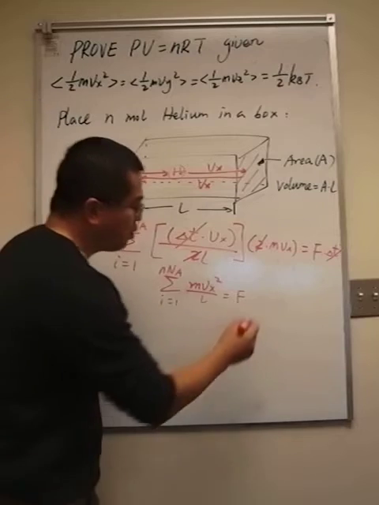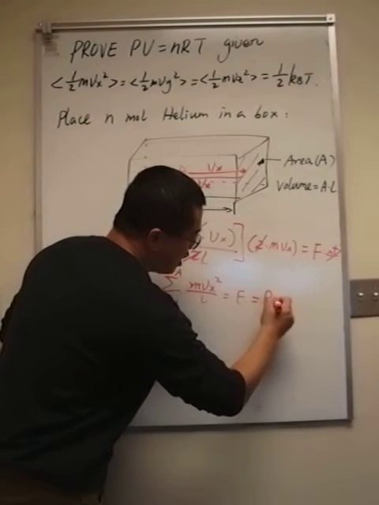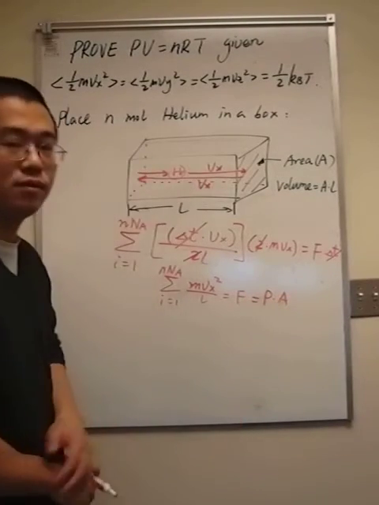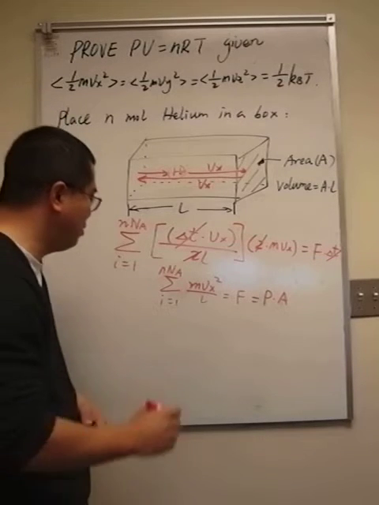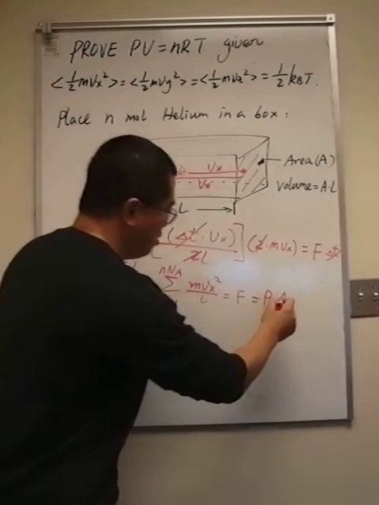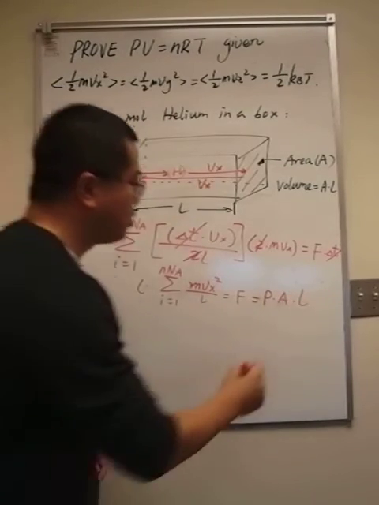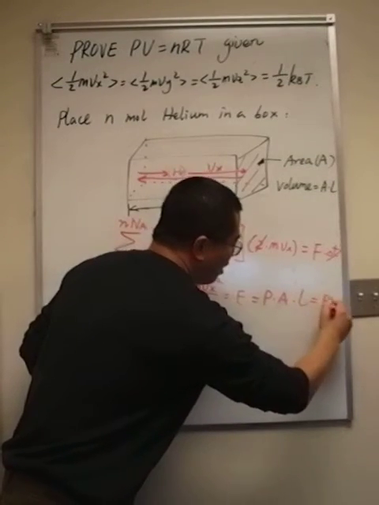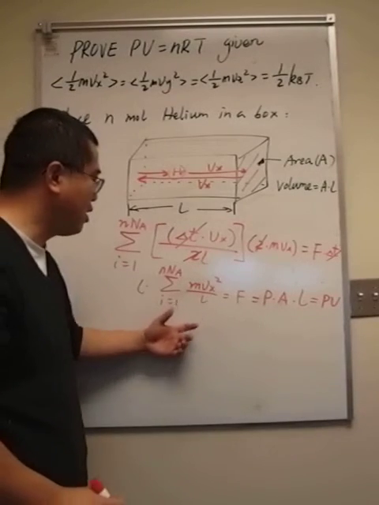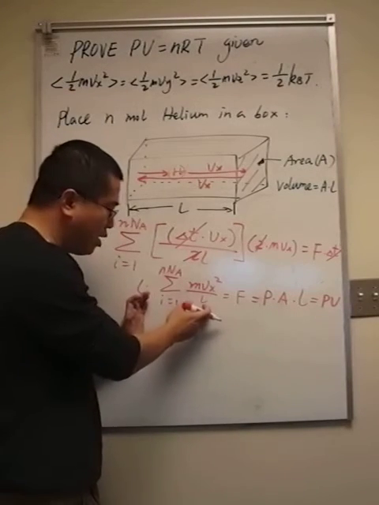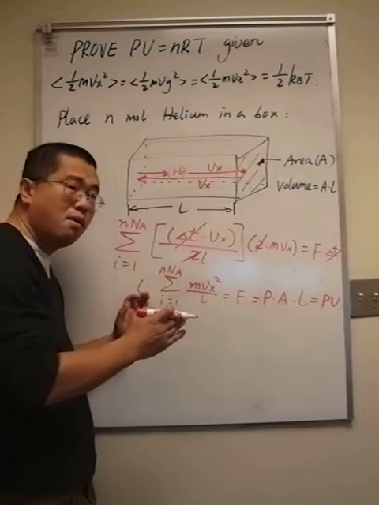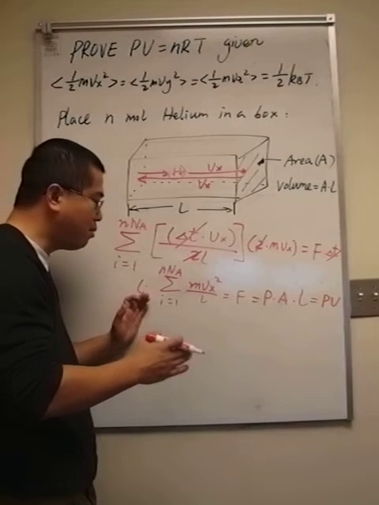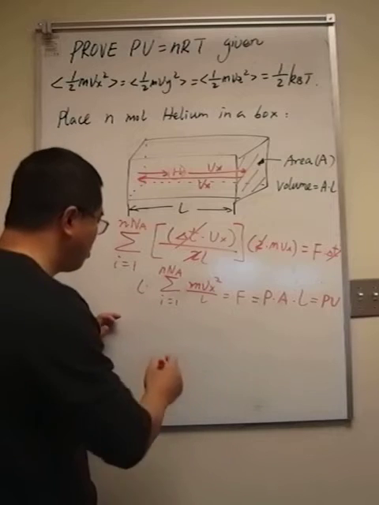And then we do know that force equals pressure times area. And then we multiply both sides by L. You will see on the right-hand side we got PV. How about the left-hand side? On the left-hand side we have a big sum because we're summing i from 1 to the number of helium atoms, but always the sum is the number of samples multiplied by the average. So I'm going to do that.